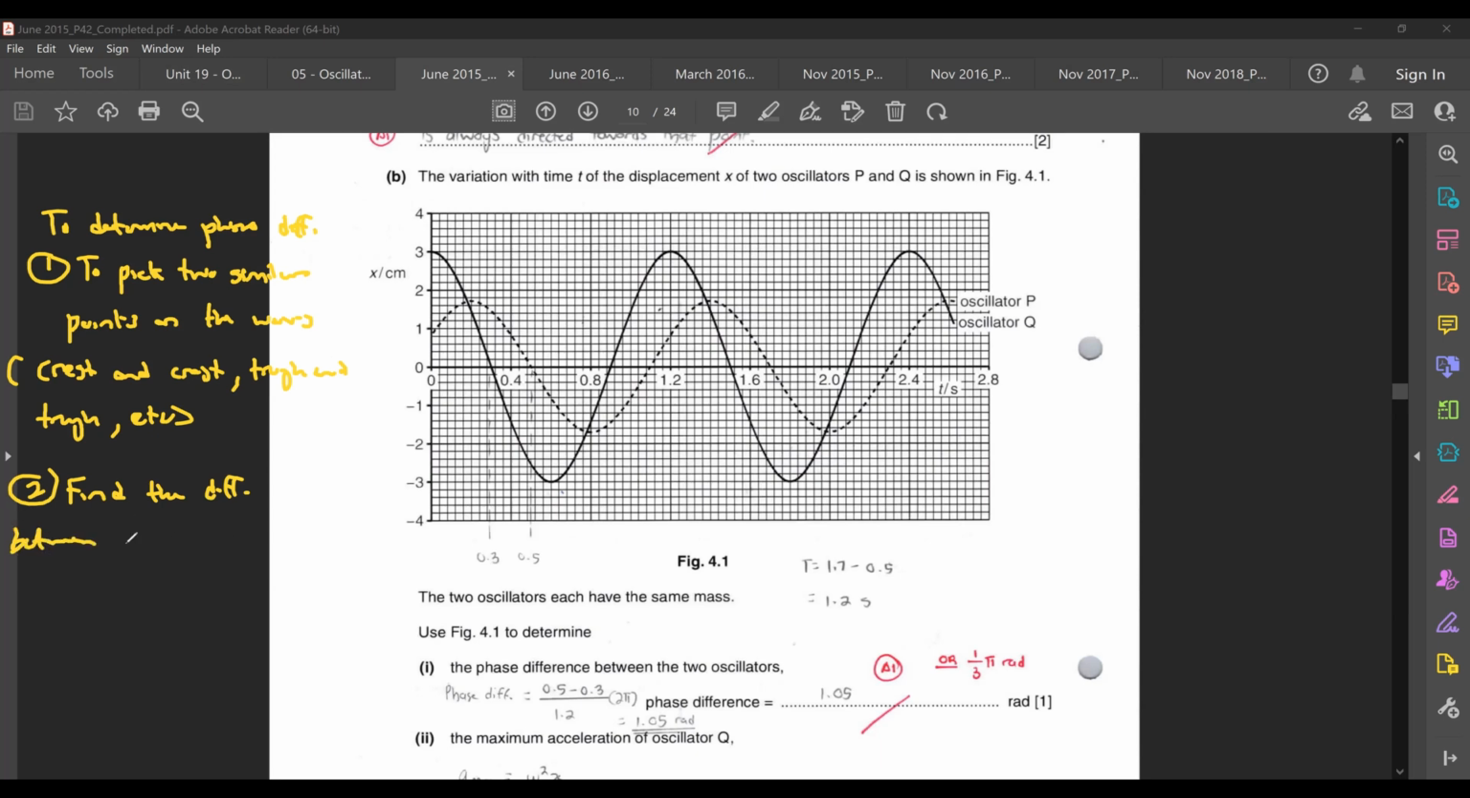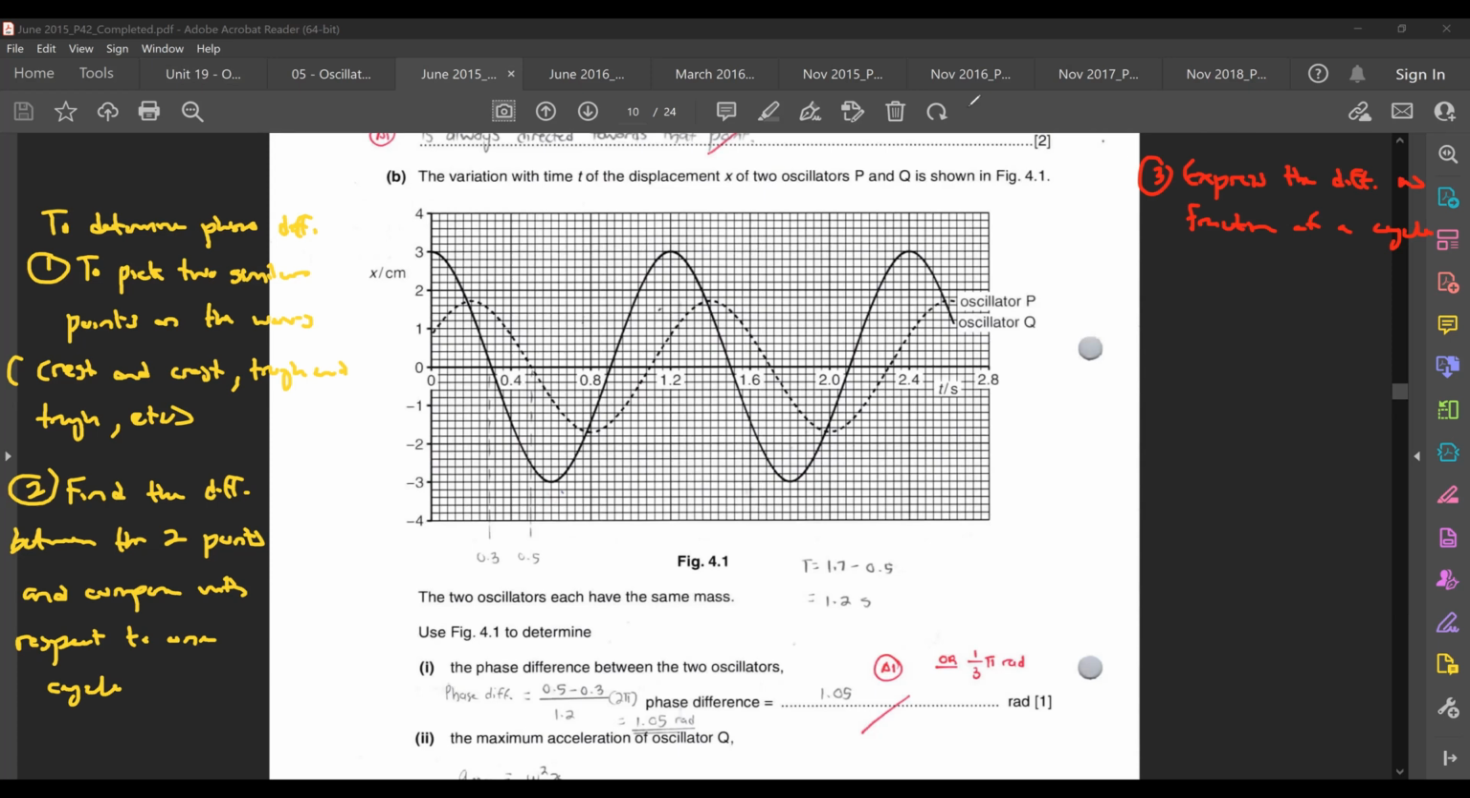between the 2 points and compare with respect to 1 cycle. Then the last thing you do is that you express the difference as a fraction of a cycle. Okay, so what do I actually mean by this?